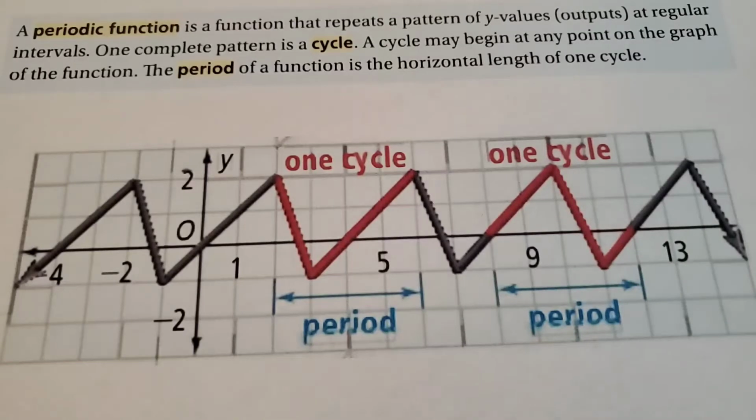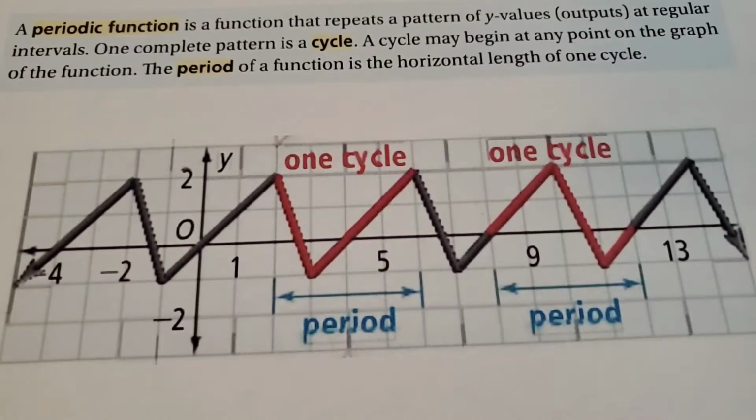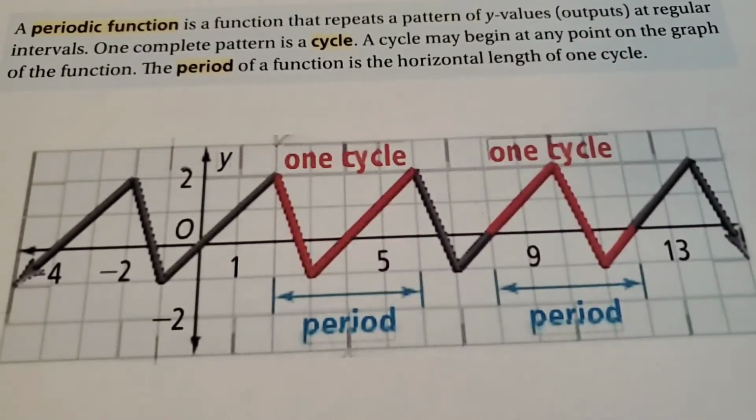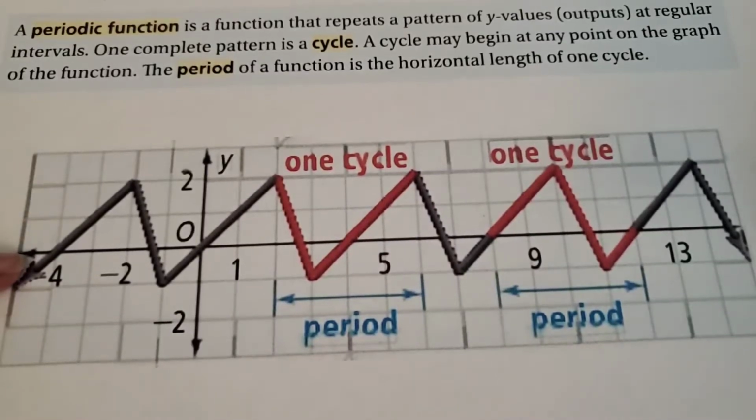And so the definition of a periodic function is a function that repeats a pattern of y values. So the outputs repeat themselves again and again and again at a regular interval over the same amount of time or same amount of x values in the domain. And so you can see this is an example of a periodic function.